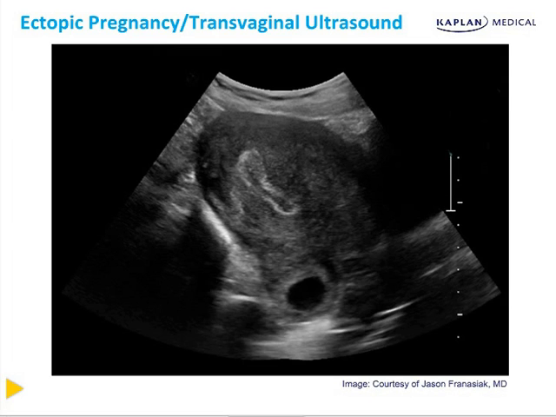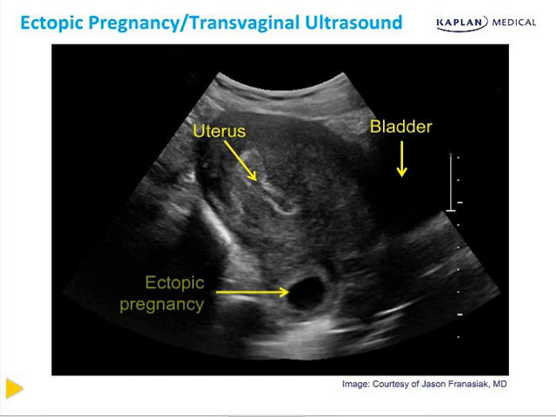Here's a great example of how an ultrasound can be used to identify a pregnancy of undetermined location. In a woman who has a positive beta-HCG, we see the uterus with the arrow pointing to the endometrial cavity, which appears to be empty. On the right is the bladder, and in the posterior cul-de-sac, we see a mass which is consistent with an ectopic pregnancy.